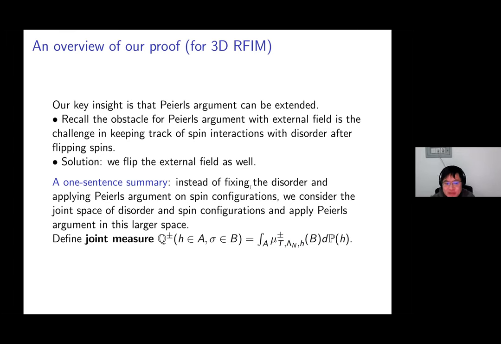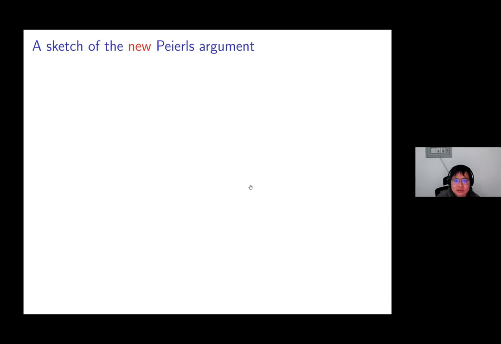So in order to implement this, we define the joint measure of the disorder and also the spin configurations, okay? Before, we usually looked at the quenched measure: we sample a disorder, fix it, and look at the Ising measure with this disorder. But now we look at the joint measure. So our goal is to show that under this joint measure, if we have plus boundary condition, then the probability for the origin to be minus is very small. Then we can show the long range order. So now here is the sketch.